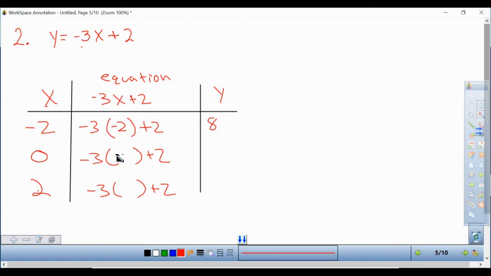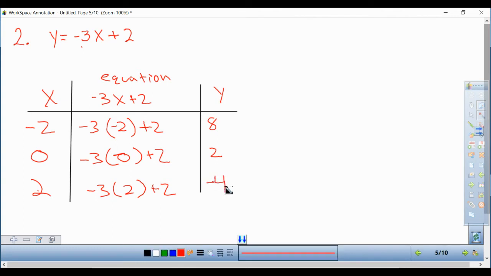The next one, I'm going to plug in 0 for X. Anything times 0 is 0, so 0 plus 2 is 2. And then the last one is a 2. So negative 3 times 2. 3 times 2 is 6. A negative times a positive is negative 6. And negative 6 plus 2 is negative 4.